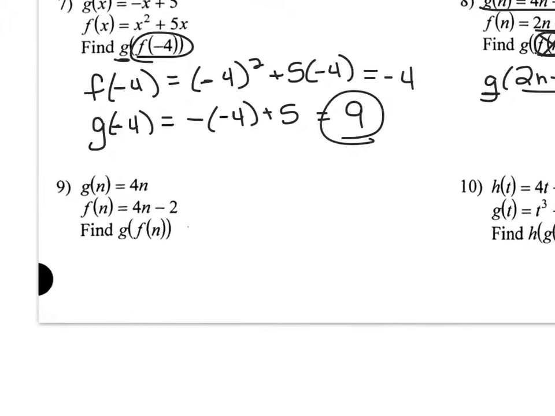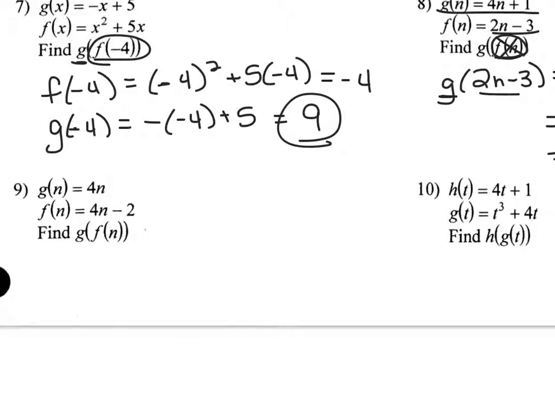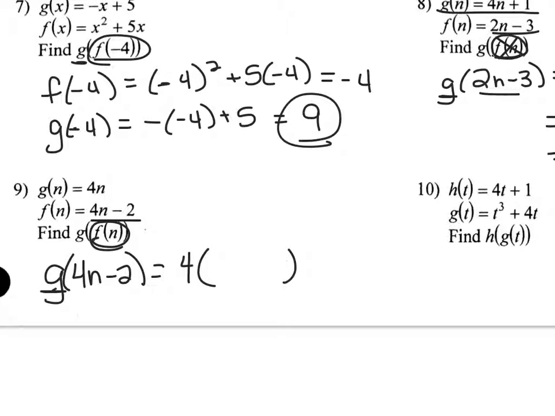Alright, then over here, number 9, same basic problem. We want to do f of n. Put f of n there, so it's g of f of n is 4n minus 2, so these two are the same thing, so I just write it. And then we rewrite g with parentheses, plug that in, distribute 16n minus 8.